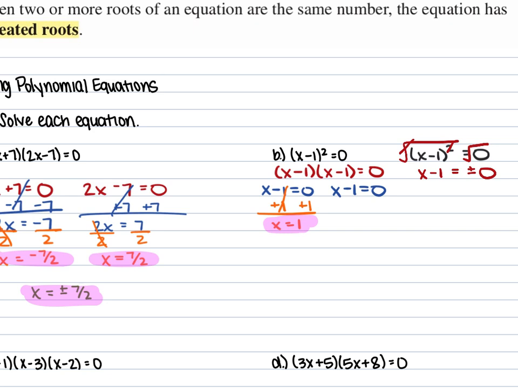Okay? So with that, 0 is neither positive nor negative, so we can just rewrite it as x minus 1 is equal to 0. Then add the 1 to both sides, and we get that x is equal to 1. So same answer, just a different way of doing it.